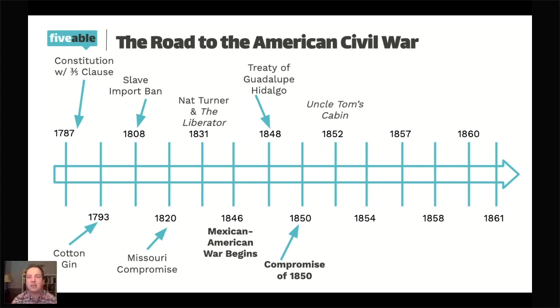1852 is the publication of Uncle Tom's Cabin. Again, it just exacerbates tension, makes tensions worse. People up north go, wow, I didn't know slavery was so bad. People down south go, that's not how bad slavery was. And then they start to argue even more.